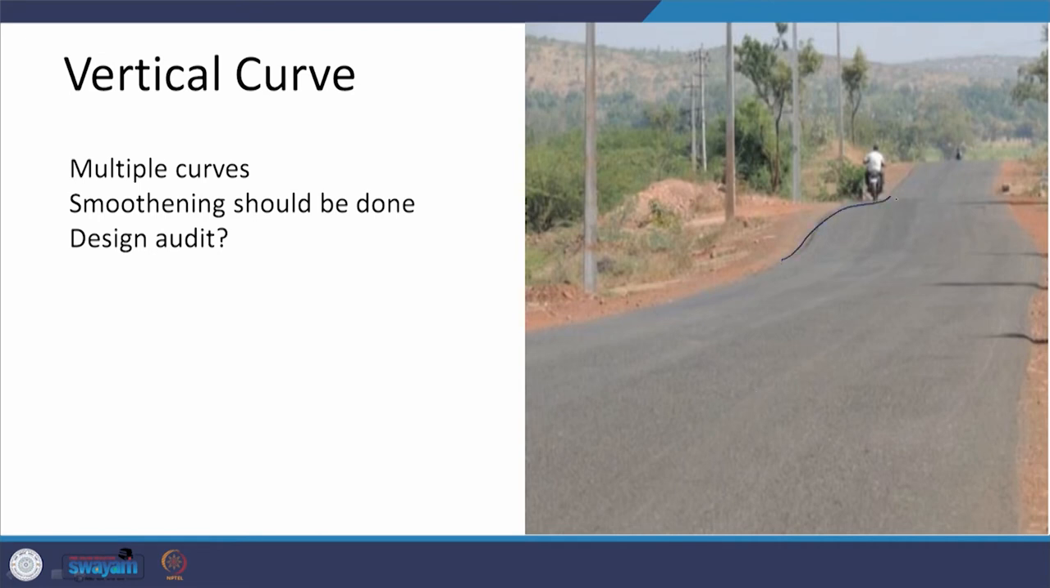The road is going up and down and up, and at this point there is a dip. So what we found is that if you are somewhere here, you are not able to find out what is happening from the other side. So these are again the problems of the fixation of the formation level.